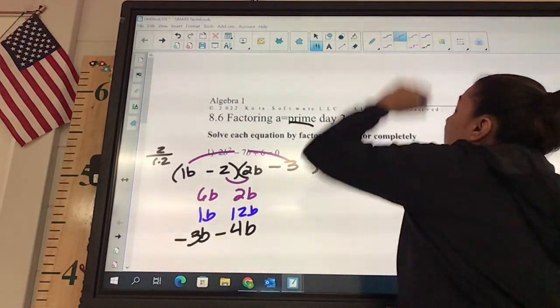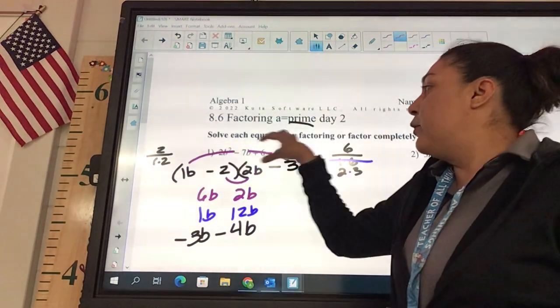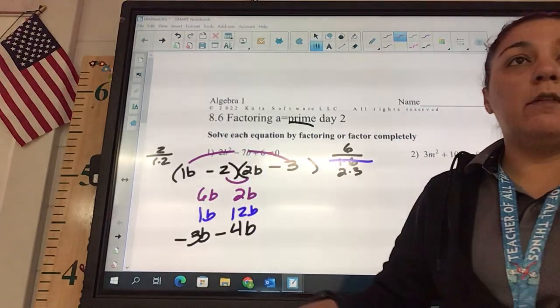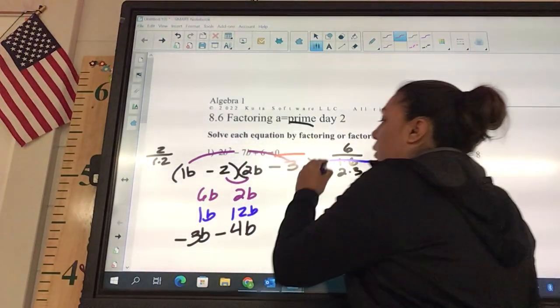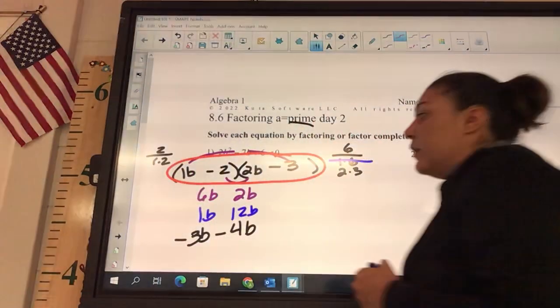Okay, and as I did yesterday, normally you would set these both equal to 0 because it says equal 0. We're not doing that, okay? So we're just going to circle this and be done with it.